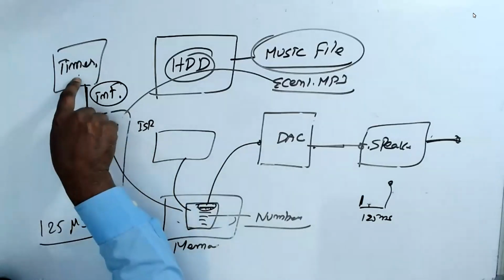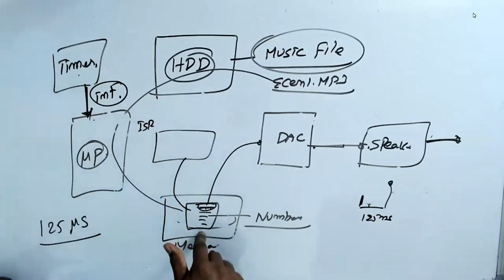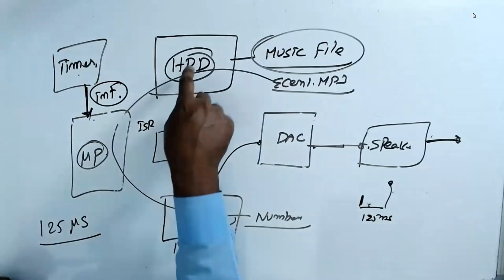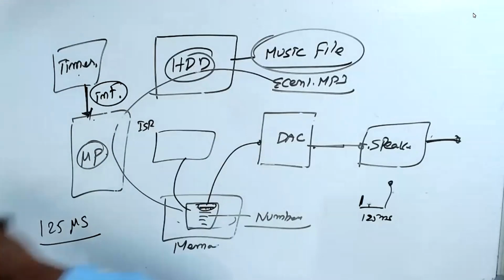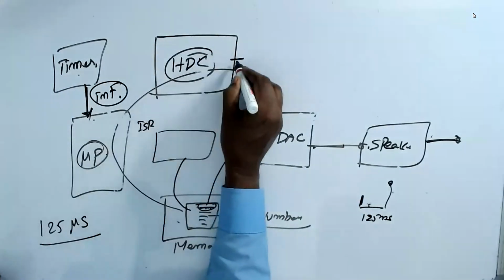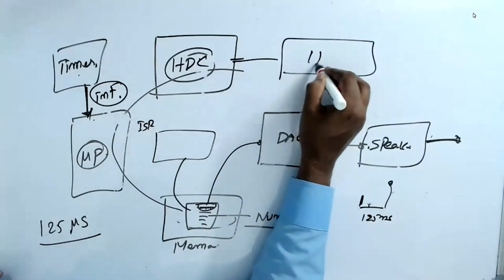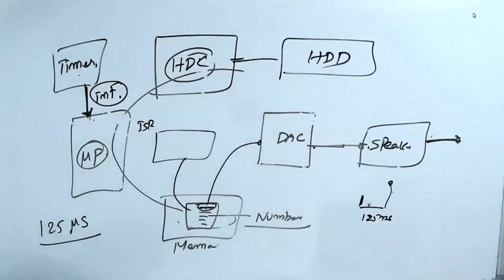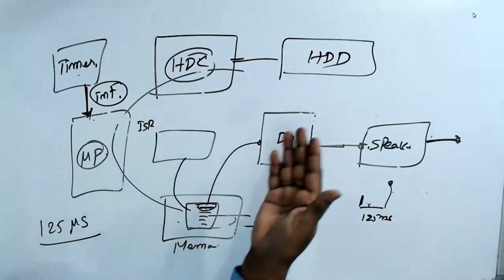See how the timer is used, how the memory is used, how the hard disk is used. Actually it's not the hard disk, I made a small mistake here. It's the hard disk controller and then the hard disk. All these things are used by your mobile phone. Understand? When you try to play a song from your disk, SD card or your flash memory, everything. Your computer hard disk, this thing.